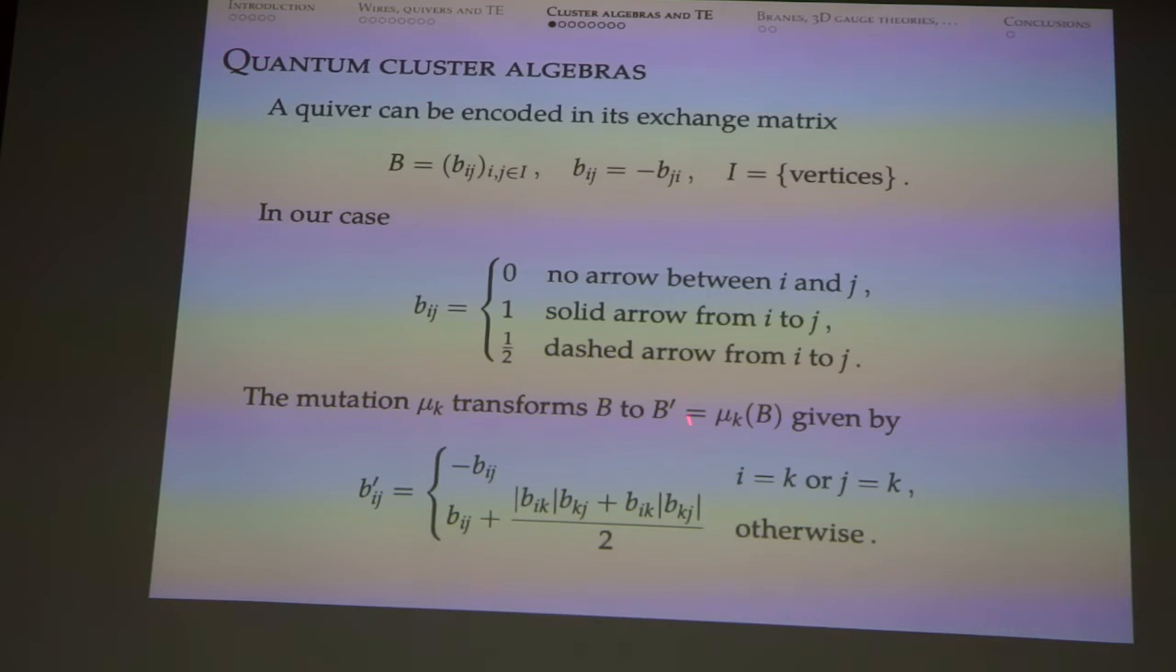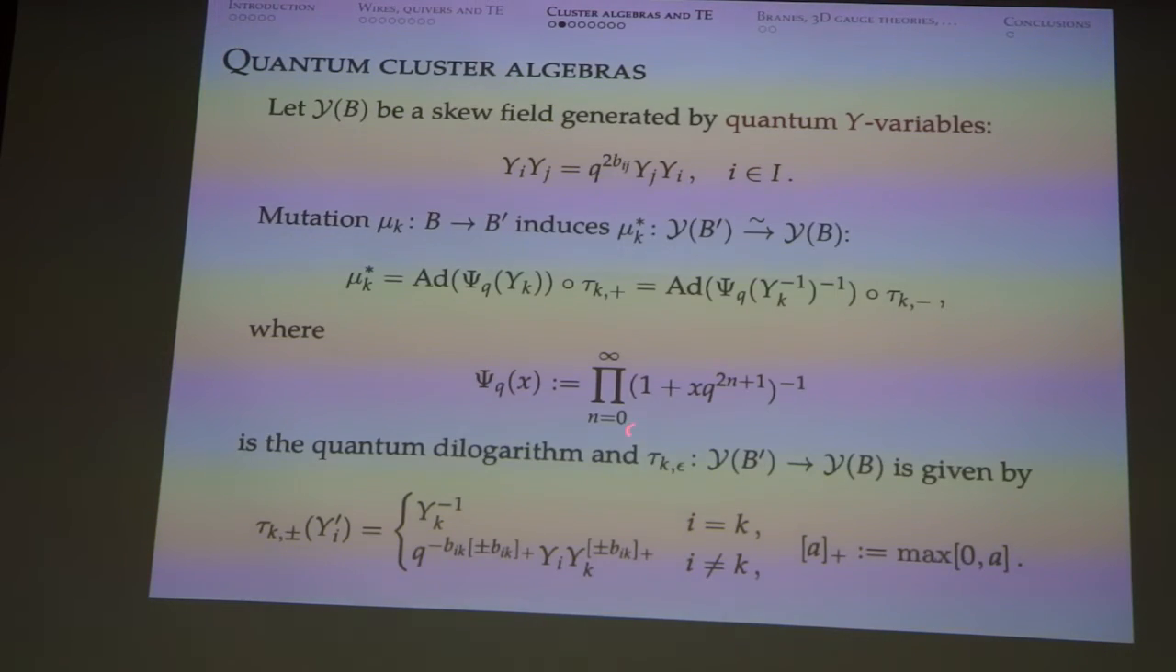Okay, and then mutation can be written in terms of some formula for transformation of this matrix B to a new matrix B prime. It's just some formula. I can't remember this, but you don't have to remember it.